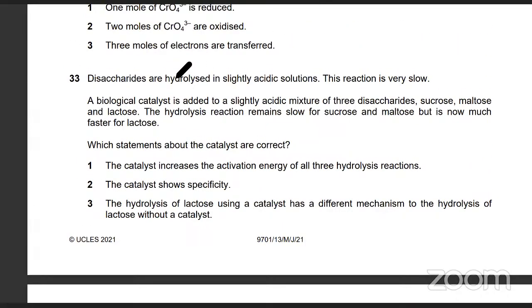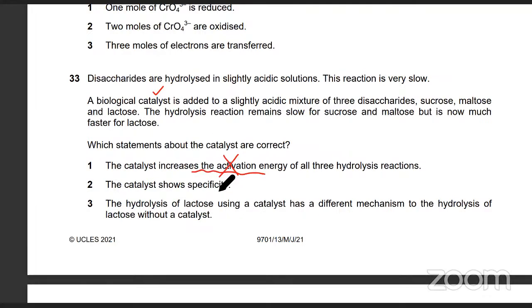Now this one: disaccharides are hydrolyzed in slightly acidic conditions. The reaction is very slow. A biological catalyst is added to a slightly acidic mixture of 3 disaccharides: sucrose, maltose, and lactose. The hydrolysis reaction remains slow for sucrose and maltose, but is now much faster for lactose. The whole thing is not in your syllabus, that's more biology, but he's adding a catalyst, and the reaction speeds up for lactose but remains slow for sucrose and maltose. So it's acting as a catalyst only for lactose. Whenever you add a catalyst, you don't increase the activation energy, you decrease it. So this statement is false.